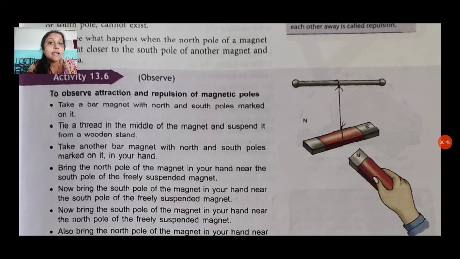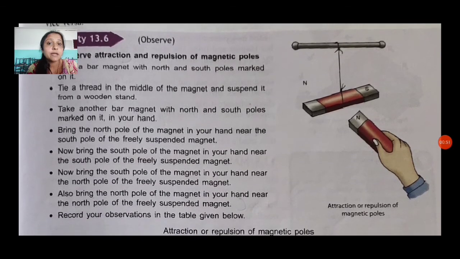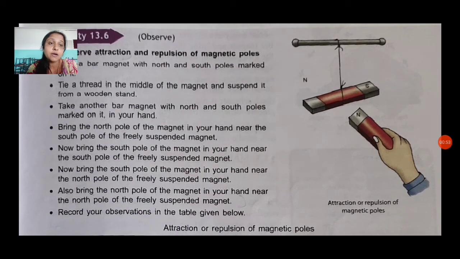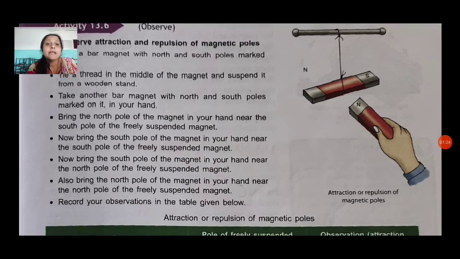Take another bar magnet with north and south poles marked on it in your hand. One magnet is on the stand and the other is in our hand. Bring the north pole of the magnet in your hand near the south pole of the freely suspended magnet. Now bring the south pole of the magnet in your hand near the south pole of the freely suspended magnet. Now bring the south pole again. Also bring the north pole again. Record your observation of attraction of magnetic poles.